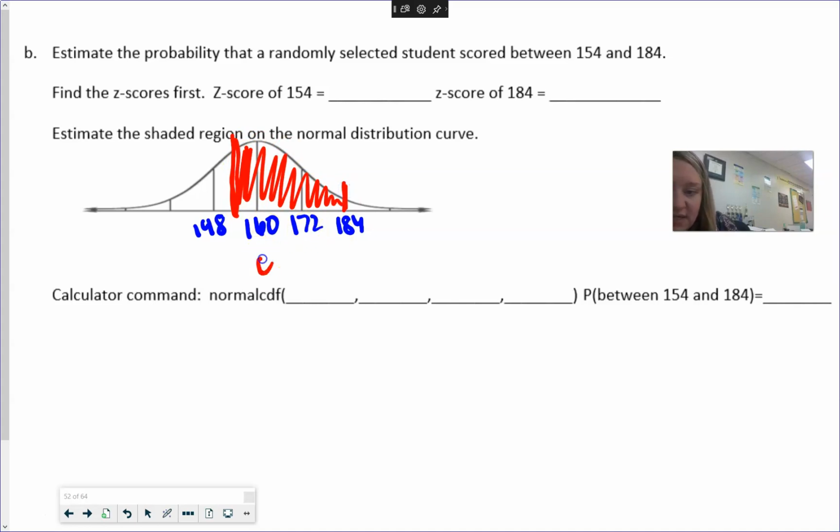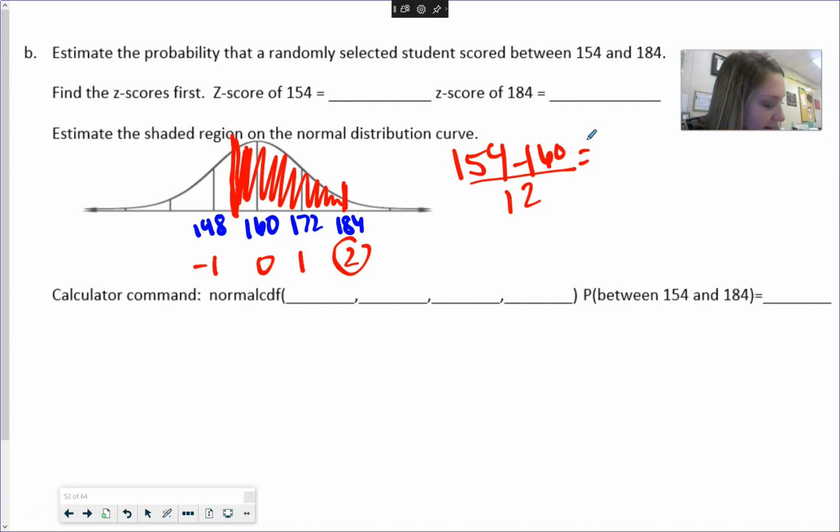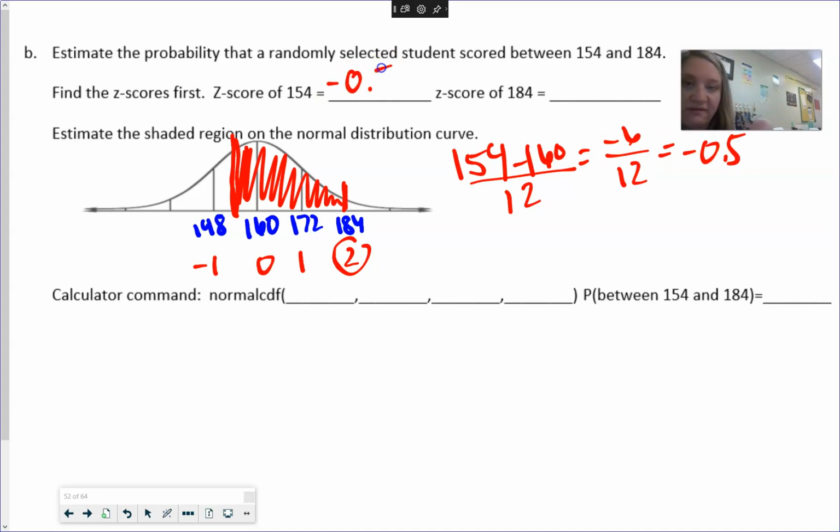All right, so we know the z-score of the 184, right? We know that's going to be a 2. But I don't know the z-score of 154 because that's in between a z-score of -1 and 0. So we got to find it, okay? So the z-score of 154, we're going to take that, subtract the mean from it, and then divide by our standard deviation. 154 minus 160 is going to give me -6. And then -6 divided by 12 gives me -0.5. So we have -0.5 for my z-score, and then up to a z-score of 2.